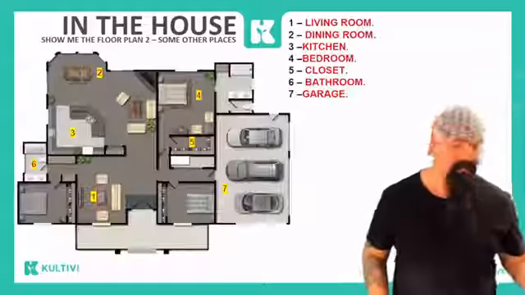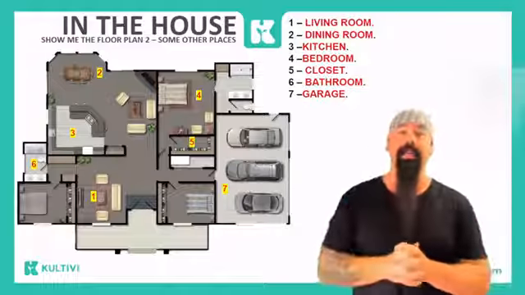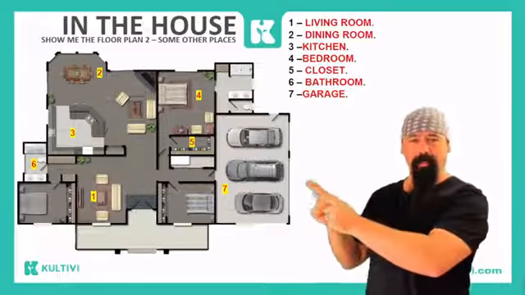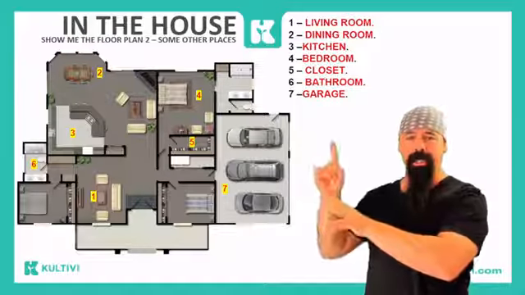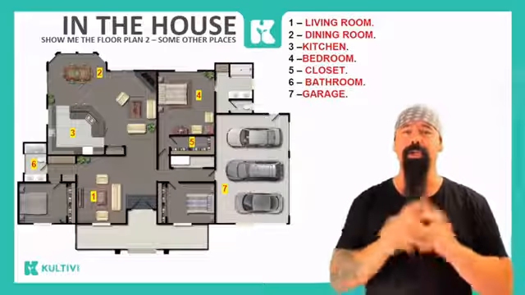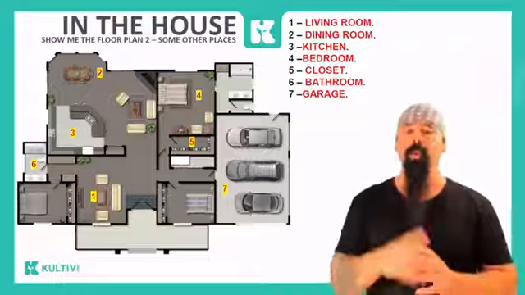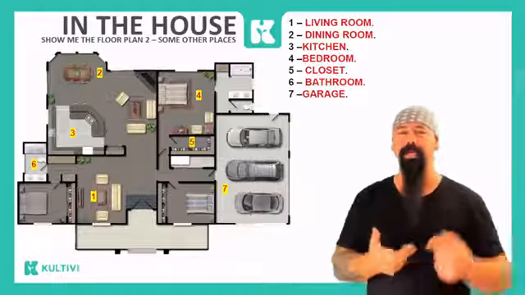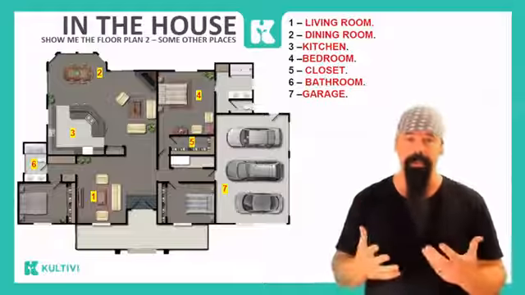Last class, we saw this. There was this floor plan, and the numbers, and these are the places. And last class, we saw some sentences with these places. Remember that? Great, beautiful. So we saw living room, dining room, kitchen, bedroom, closet, bathroom, and garage. Okay, but there are more places, aren't there?